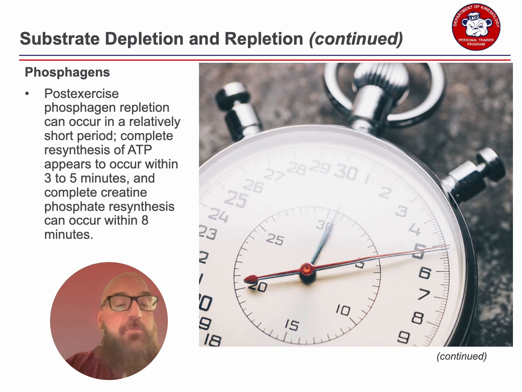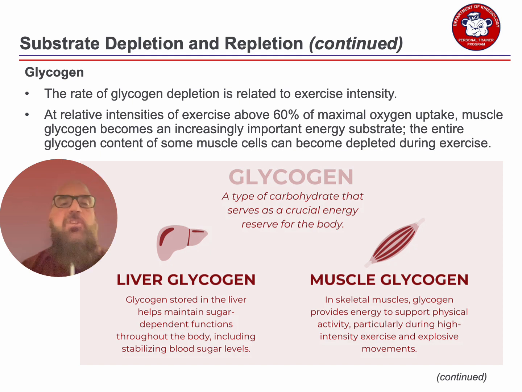So we could then probably sprint at least for another 15 seconds, full volition, full effort, maybe a little bit longer if we're in better shape. Now, glycogen depletion is related to the exercise intensity because you have slow and fast glycolysis. At relative intensities of exercise above 60% of maximum oxygen uptake, muscle glycogen becomes an increasingly important energy substrate. So again, the glucose that's stored in your muscles becomes really, really important. The entire glycogen content of some muscle cells can become depleted during exercise, however.